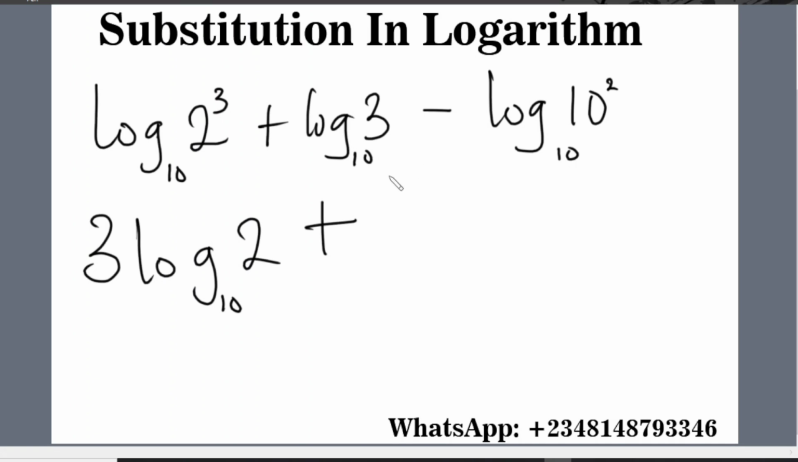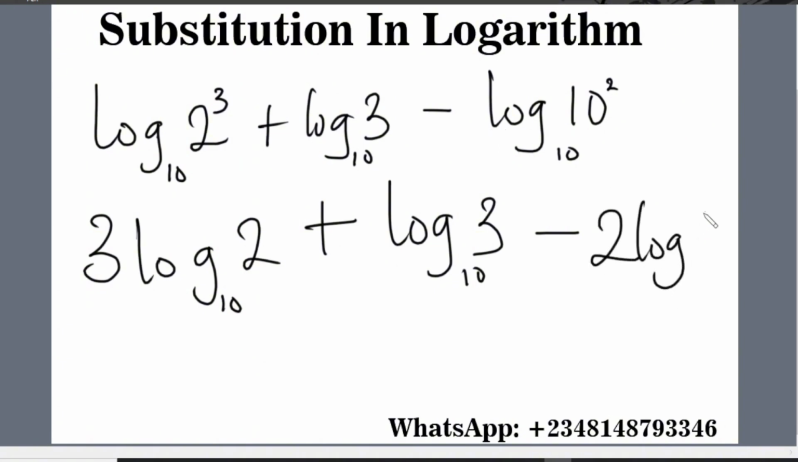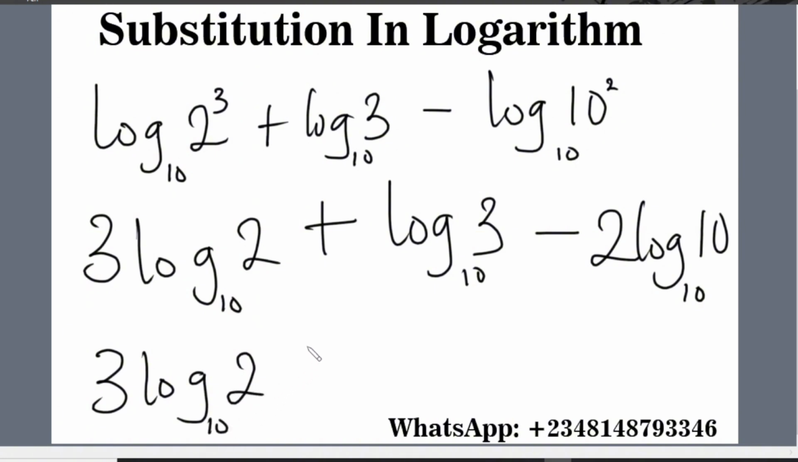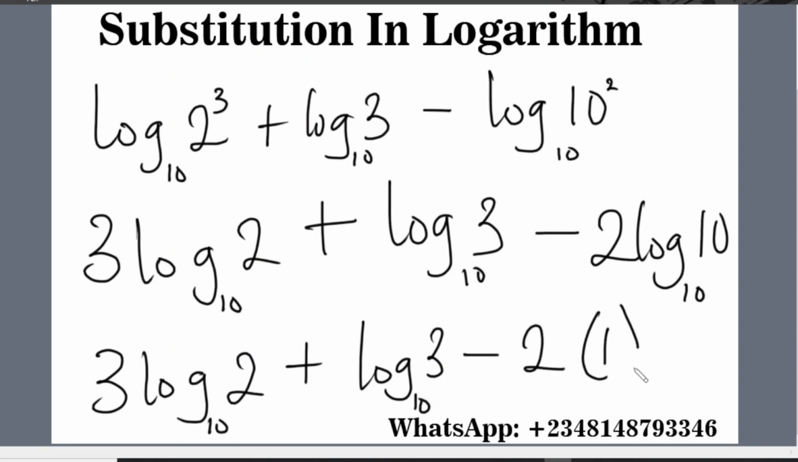plus, we write this, log 3 to base 10 minus 2 multiplied by log 10 to base 10. So we have 3 log 2 to base 10 plus log 3 to base 10 minus 2 multiplied by 1, because log 10 to base 10 is 1.